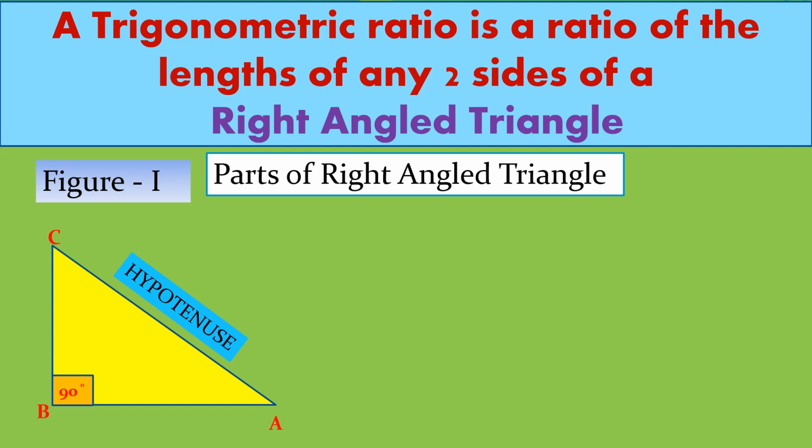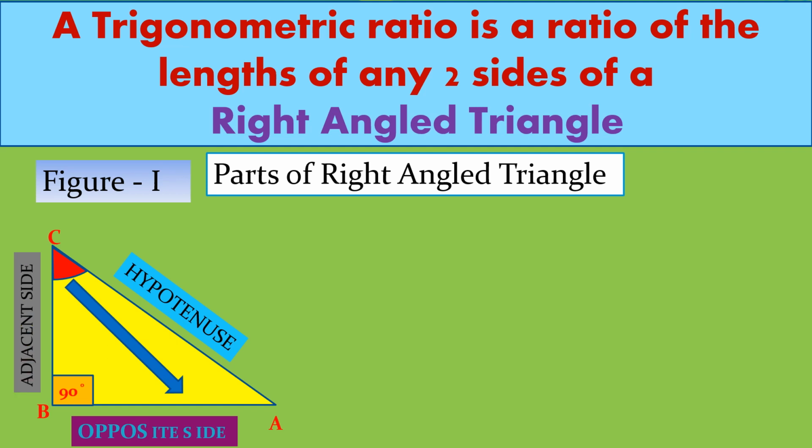To give the names, we have to select one of the acute angles, either angle A or angle C. Now I am selecting angle C. If you observe, angle C's opposite side is AB. So that's why AB is called the opposite side. The remaining one is the adjacent side.